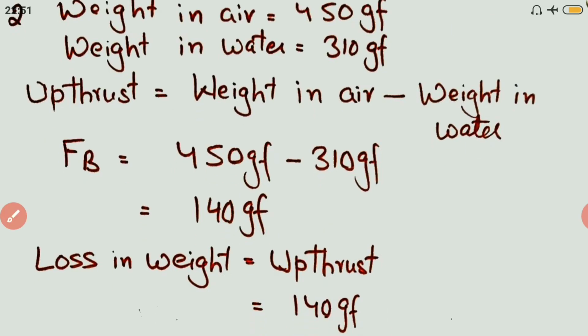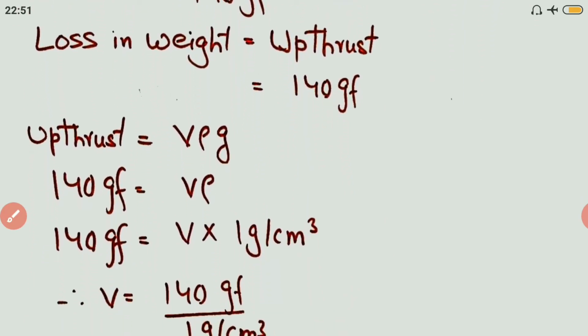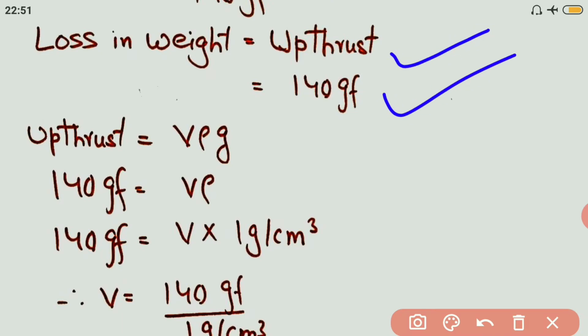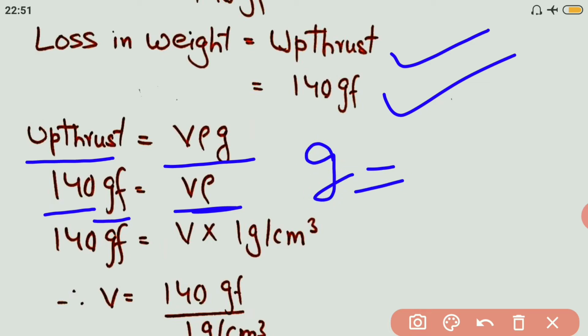Now the loss in weight is supposed to be equal to the upthrust, which is also 140 gram force. Now as you all know, upthrust is equal to V rho G. Now for 140 gram force, if I am using gram force, I don't have to use this G again. So it just becomes V rho. I hope you understood where this G went, right?